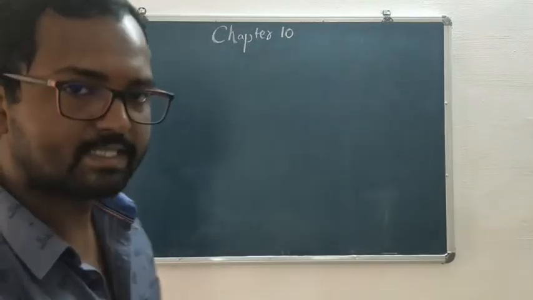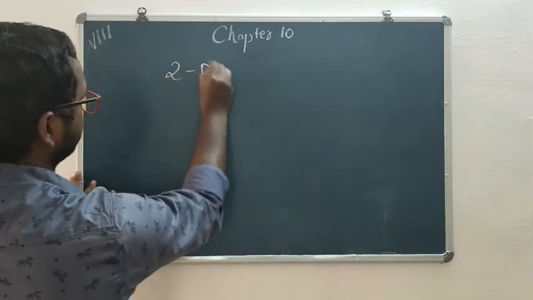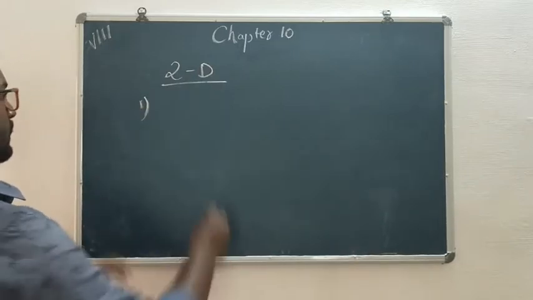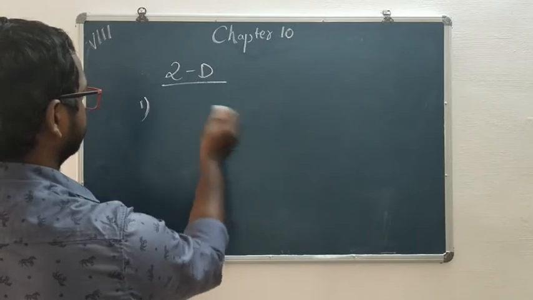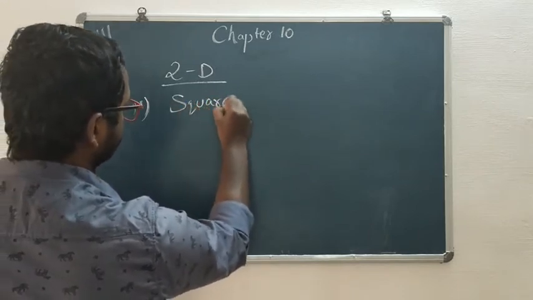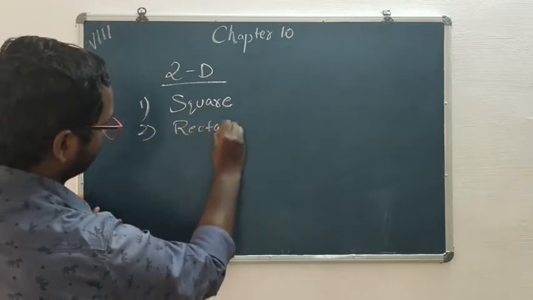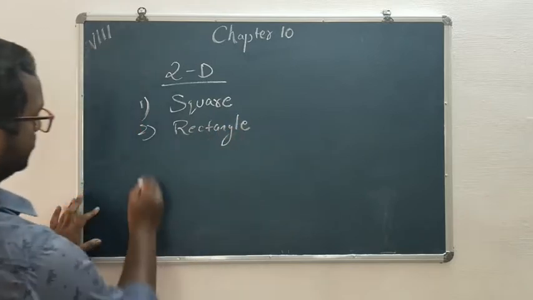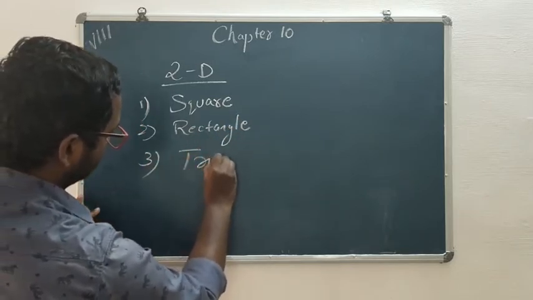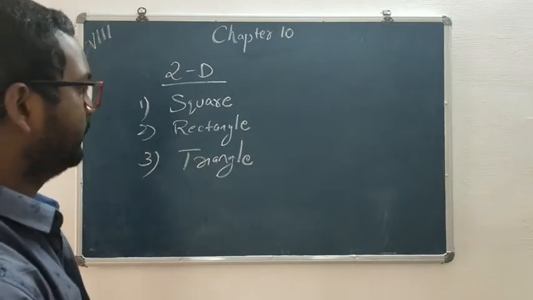Now let us understand some of the figures of 2 dimension. Let's start with square, rectangle, triangle. These are very common 2-dimensional figures.